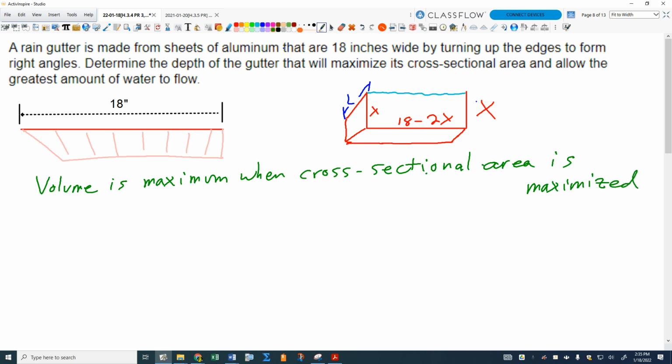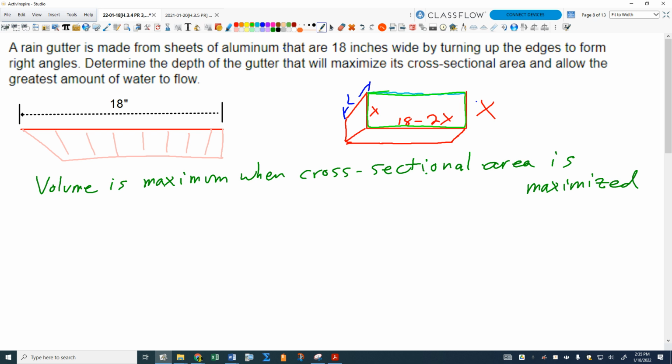So we'll just find the maximum for cross-sectional area. That's easier to calculate. So what is the function that predicts cross-sectional area of that gutter? This is the triangle that we're talking about, isn't it? It's that triangle, or not triangle, that rectangle right there, right? That's the rectangle that we're trying to find the area of.